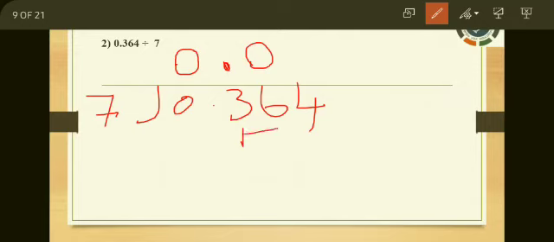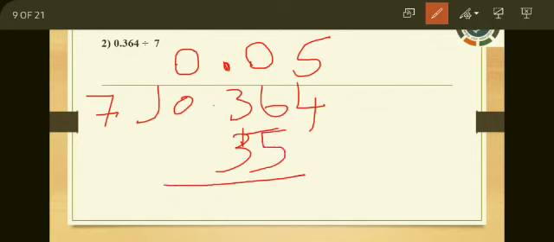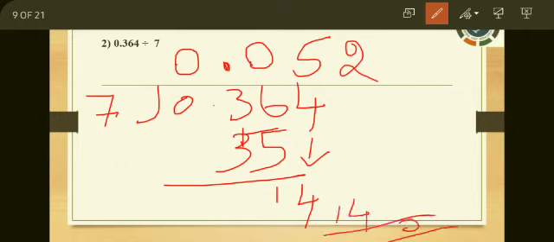Next consider the next number, 36. 36, how many times 7? Correct, 5 times. 5 sevens are 35. What is the remaining? 1. Next digit 4, so 14. 14, how many times is 7? 2 times. 2 sevens are 14. The remaining is 0. So what is the answer? 0.052.